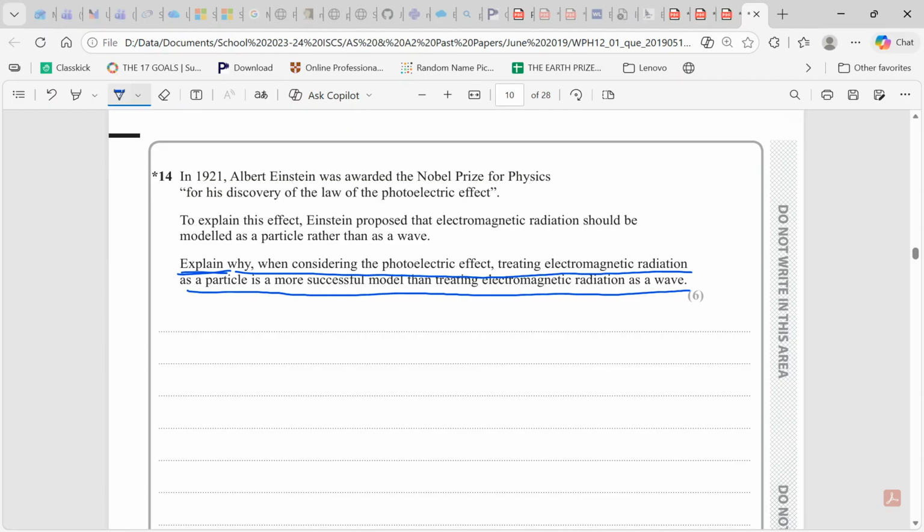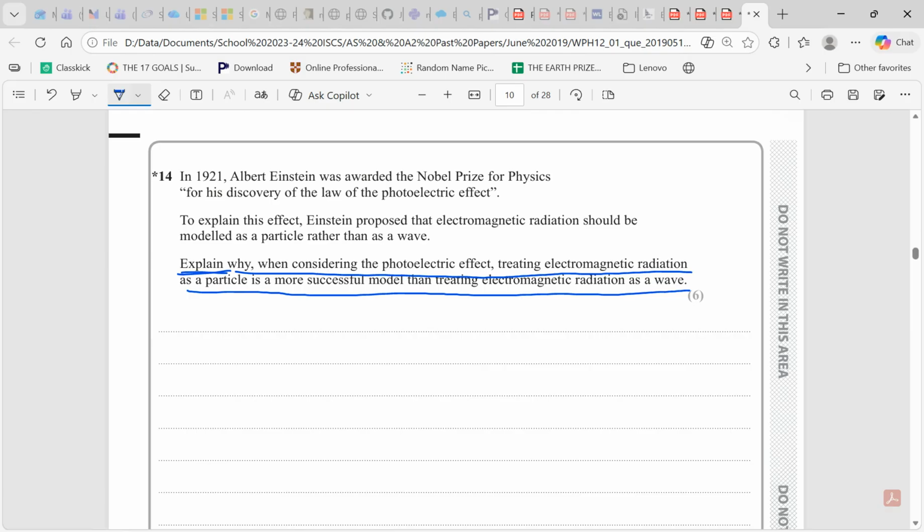Number 1. The emission of electrons from the surface of a metal was only possible above a certain threshold frequency. For any frequency below the threshold frequency, no matter how high the intensity of the incident radiation was, there was no emission of electrons. That was observation number 1.